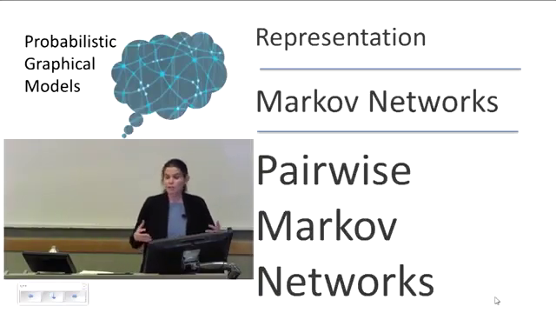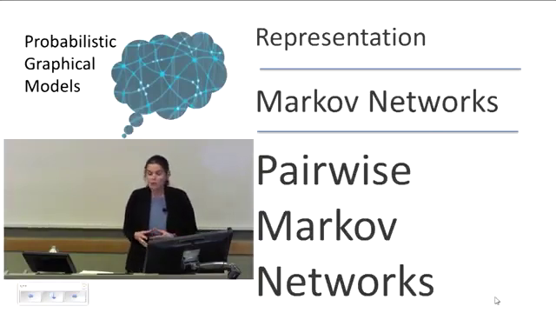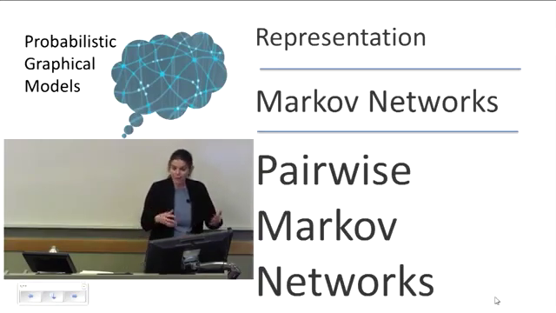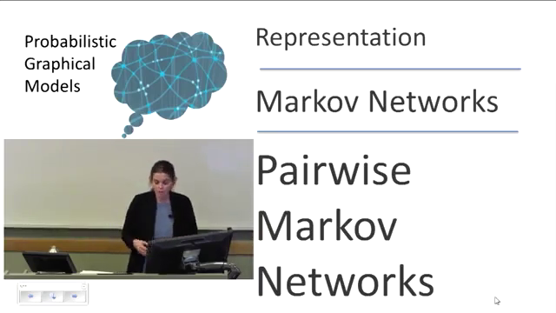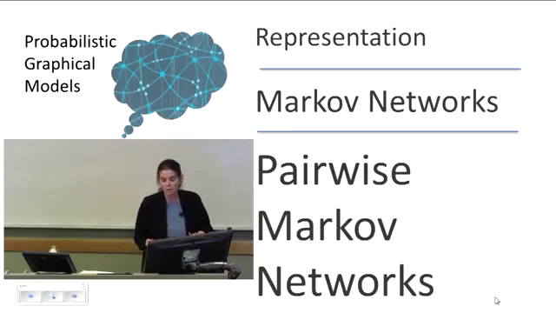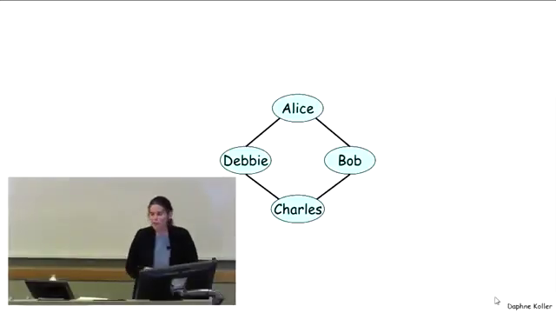As I said at the very beginning, there's two main families of graphical models. There's those that are based on directed graphs, directed acyclic graphs, and those that are based on undirected graphs. The undirected graphical models are typically called Markov networks. They're also called Markov random fields. We're going to start by talking about the simplest subclass of those, which is pairwise Markov networks, and then we're going to generalize it. So let's look again at a toy example just to illustrate what's going on.